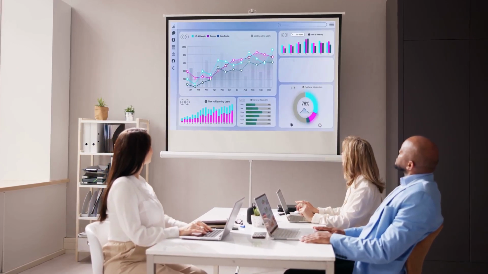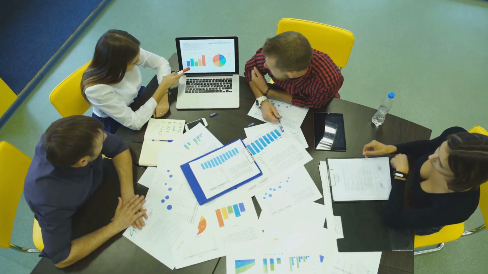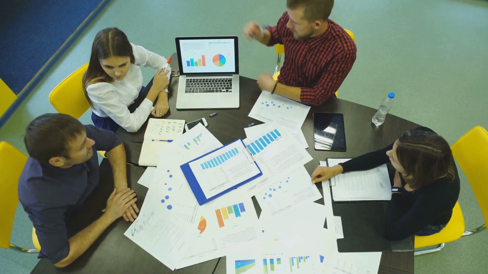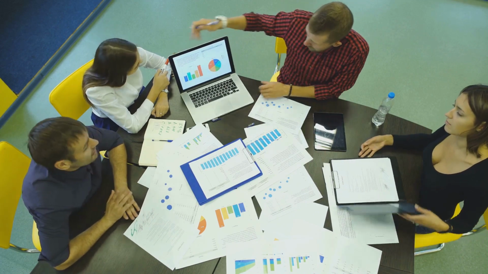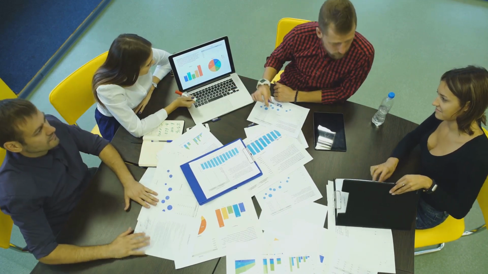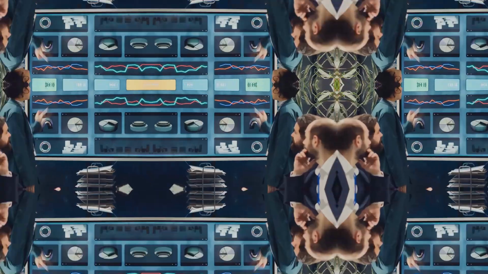Pareto analysis is widely used in various fields such as quality management, project management, marketing, finance, and problem solving. It helps focus efforts and resources on the most critical issues or opportunities, maximizing the impact of interventions and improvements.